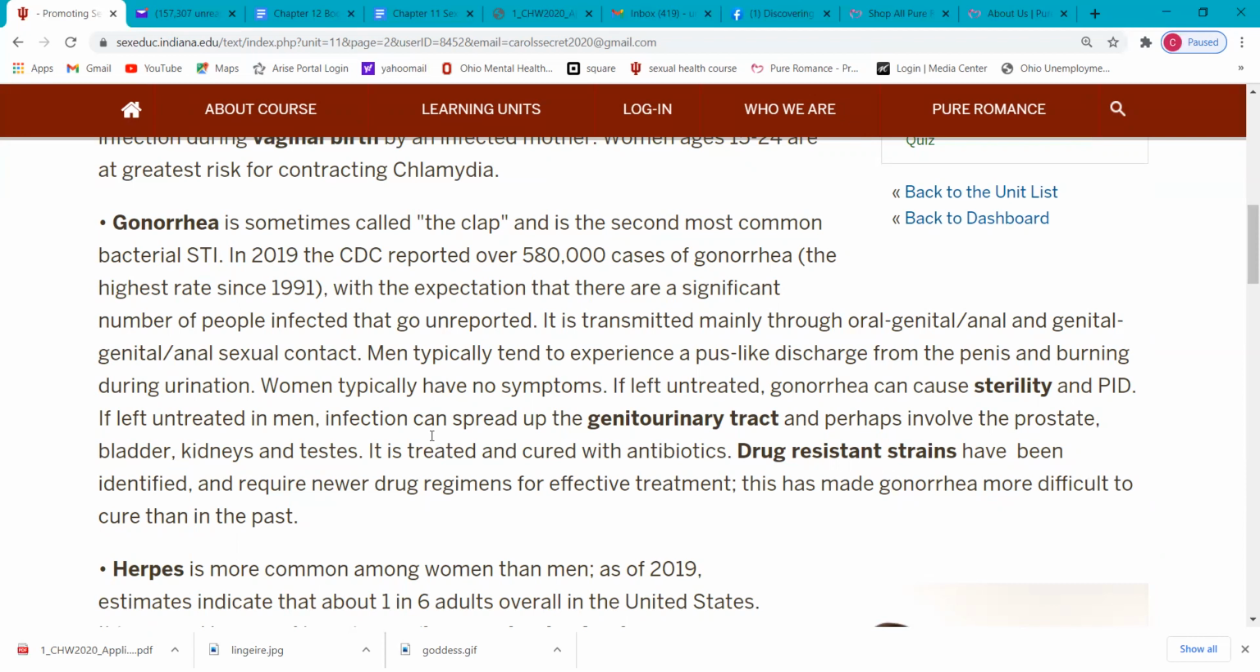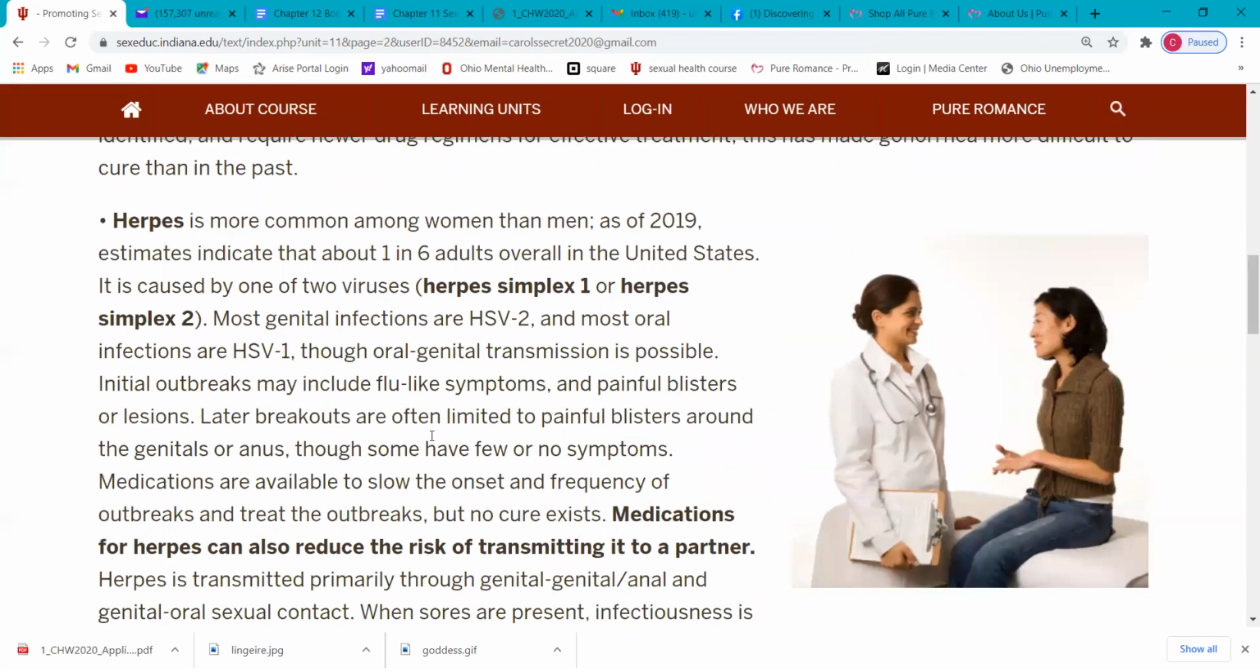If left untreated in men, infection can spread up the genitourinary tract and perhaps involve the prostate, the bladder, the kidneys, and the testes. So it's treated and cured with antibiotics. Drug-resistant strains have been identified and require newer drug regimens for effective treatment. This has made gonorrhea more difficult to cure than in the past.